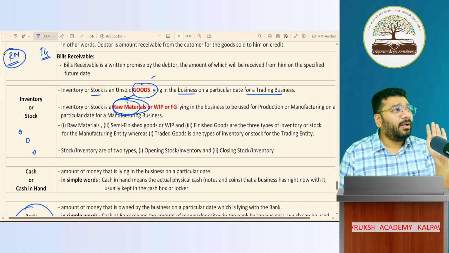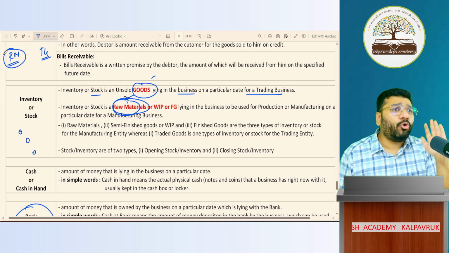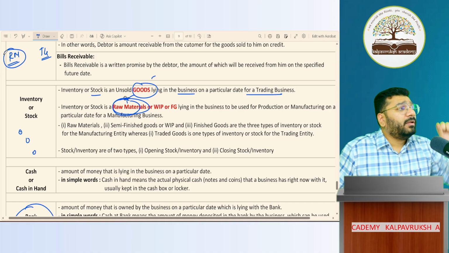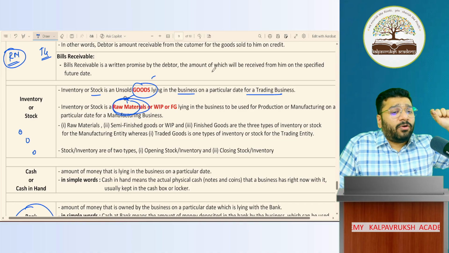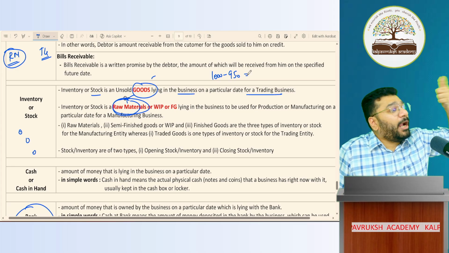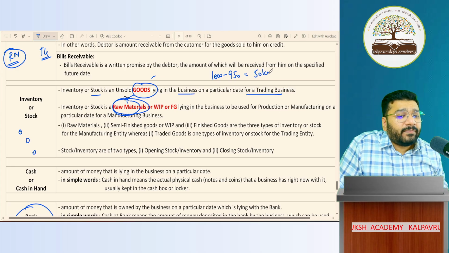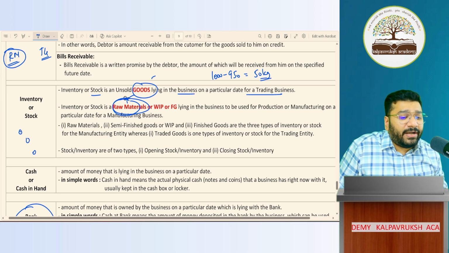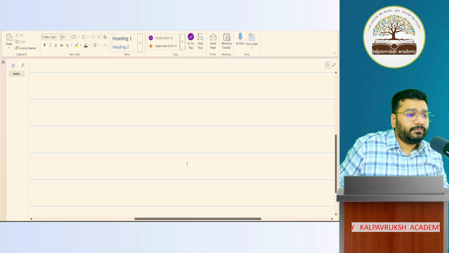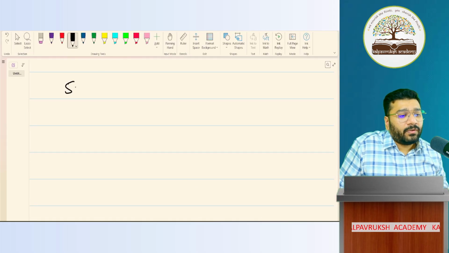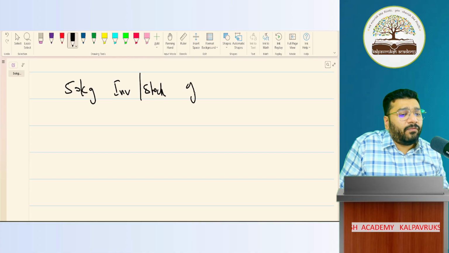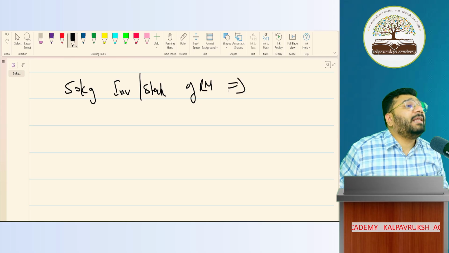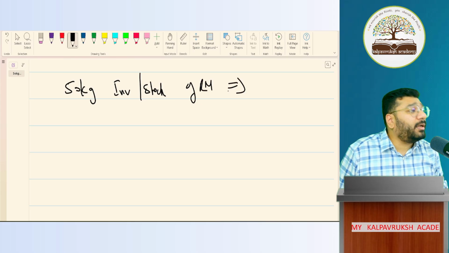Is it possible to consume the entire cocoa powder at the end of the year? Not possible. So out of 1,000 kg of cocoa powder, 950 kg was consumed in manufacturing. I made cake out of it. How much is remaining? 50 kg. This is called inventory of raw material. 50 kg inventory or stock of raw material which went unconsumed.